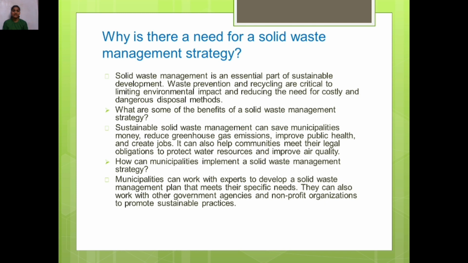How can municipalities implement a solid waste management strategy? Municipalities can work with experts to develop a solid waste management plan that meets their specific needs. They can also work with other government agencies and non-profit organizations to promote sustainable practices.